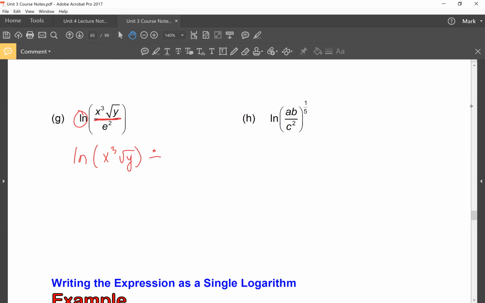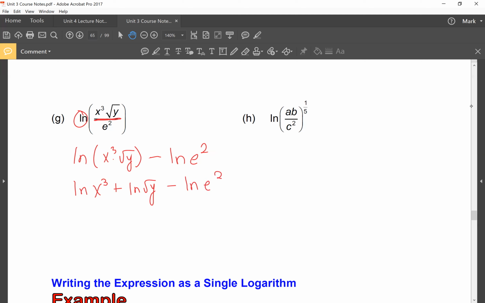divided by, subtract, ln e squared. Okay, we can actually solve this, but I'll do that in a minute. Now I'm going to expand the middle. So ln x cubed plus ln root y minus ln e squared.